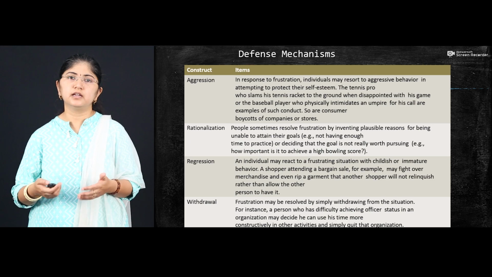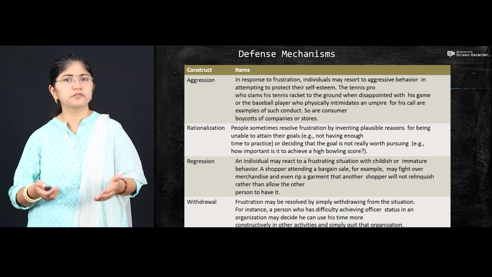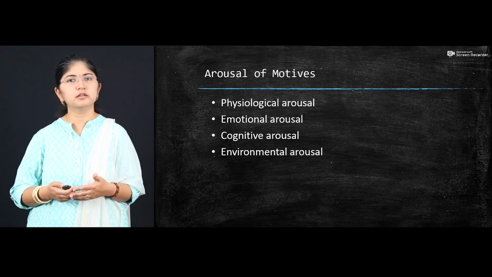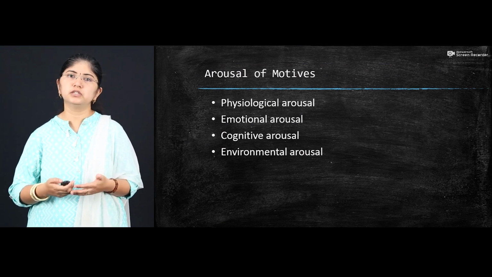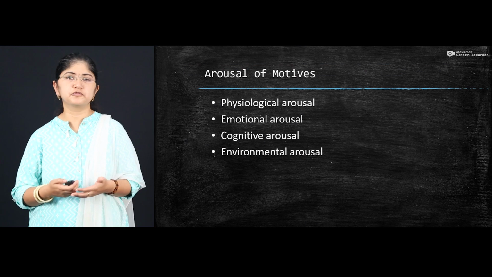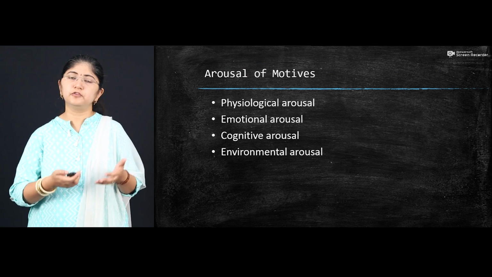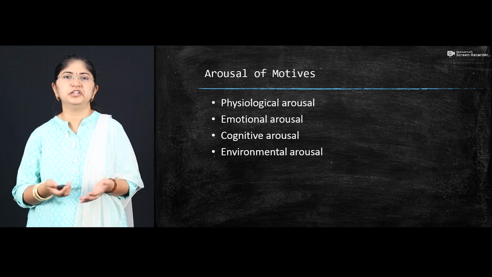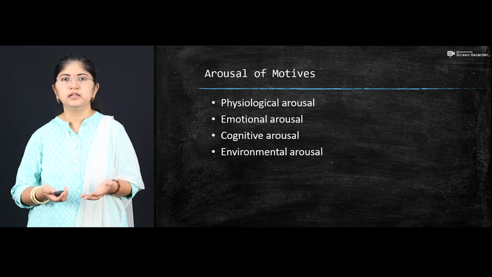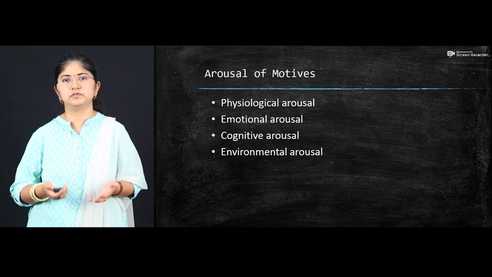Now, apart from that, there are daydreaming and projection. Then you have other methods to come out of frustrations which you can use. Well, arousal of motives. That's a very important part of motivation. Physiological arousal, emotional arousal, cognitive and environmental arousal. Physiological arousal stems from the bodily requirements. A drop in your blood sugar or a stomach contraction would lead to hunger needs, and obviously a decrease in body temperature would lead to shivering. That means you require warmth. So, that is your physiological arousal of motives.